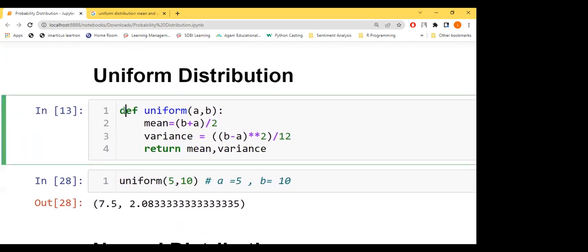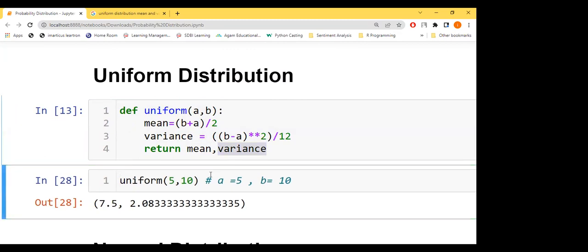So def for define, I want to make uniform. I want A comma B. The A comma B is the parameter. Like for normal distribution, mean and standard deviation are the parameters. Here we have A comma B. These are the universal formulas. In return, give me mean and variance. I will solve one example, guys, using this.